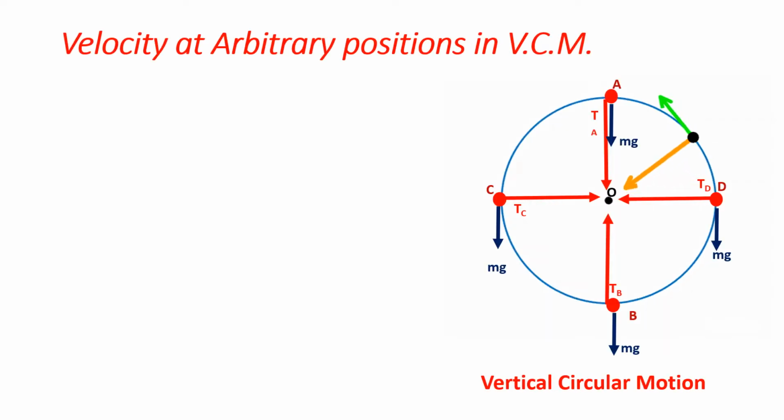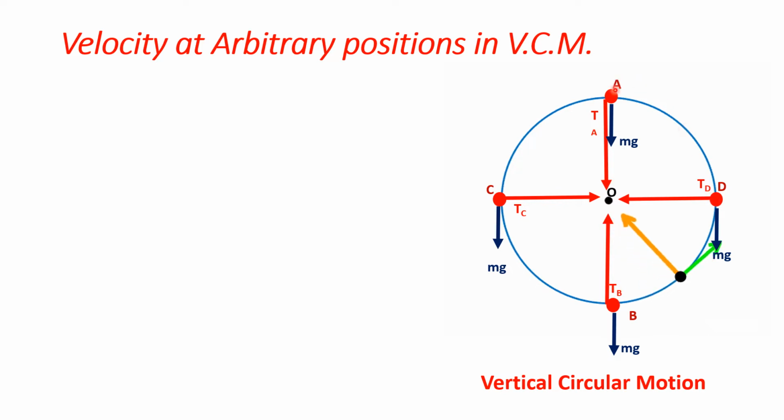Velocity at arbitrary positions in vertical circular motion. Consider a point mass bob of mass m tied to a string of length r and performing vertical circular motion in a vertical plane. Point A is the uppermost position of the bob. Point B is the bottommost position of the bob. Points C and D are the midpoints of the bob in vertical circular motion.